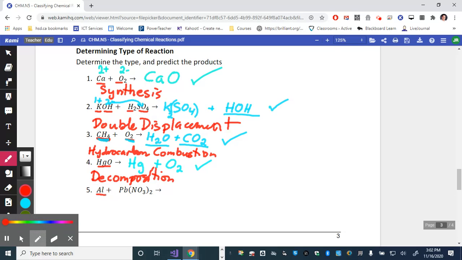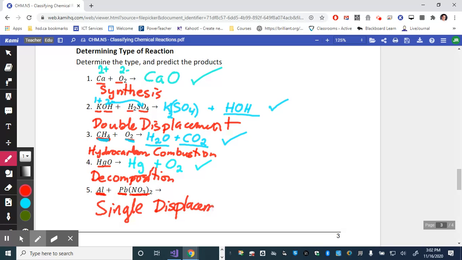And last one, what are the options here? We've got a single and we've got a pair. We've got aluminum and we've got lead nitrate. And so what we're going to get as the products, this is single displacement. This is the type of reaction. That's the only thing it could be, because it's not a hydrocarbon. We've got a single and a double, so they're going to swap partners. Single displacement.